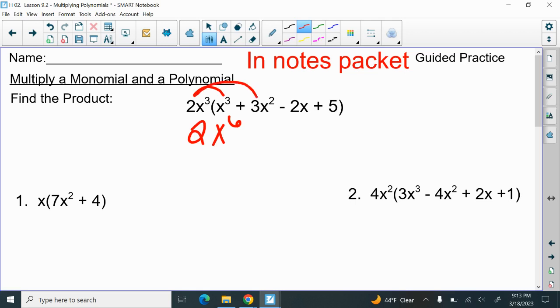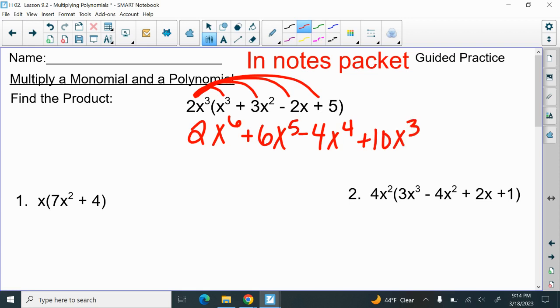I'm just going to keep distributing my 2x to the third. So I get plus 6x to the fifth minus 4x to the fourth plus 10x to the third. And we can see too that we can't combine any like terms here. It's in the proper form because our exponents are going from greatest to least already. So I'm done here.